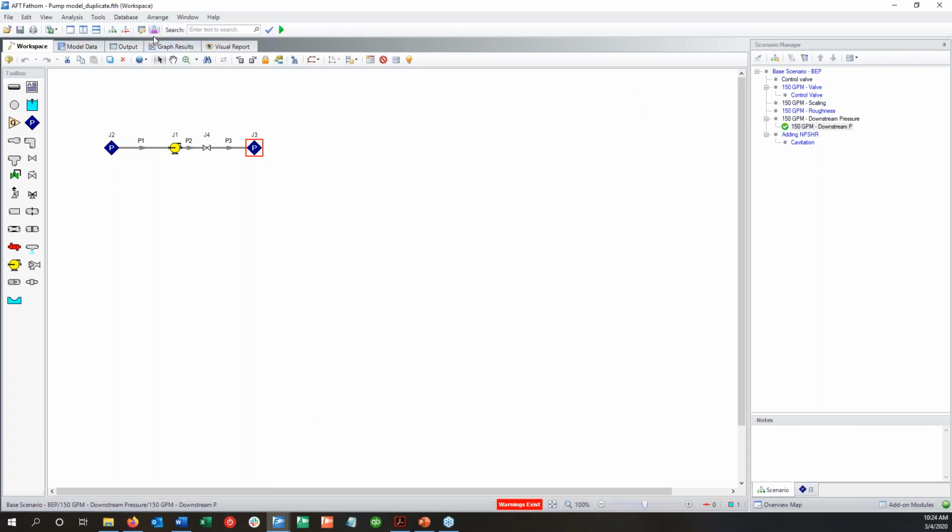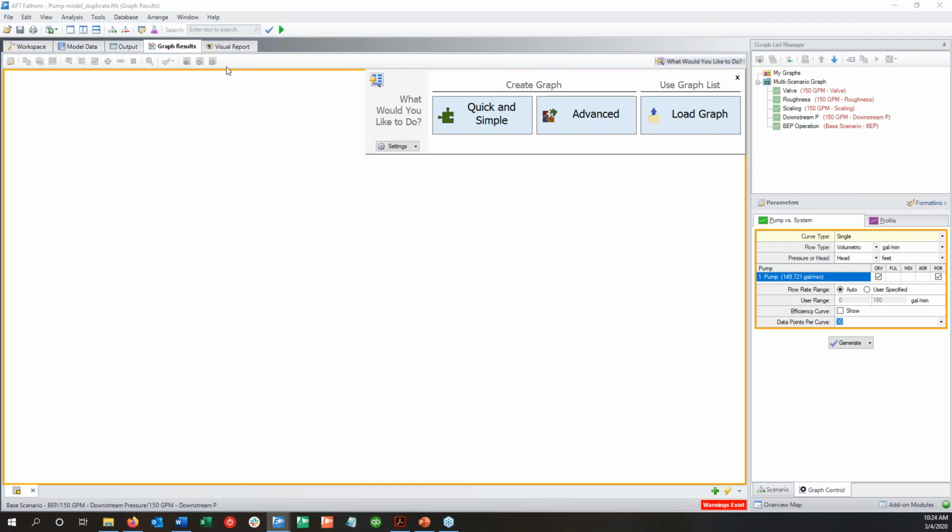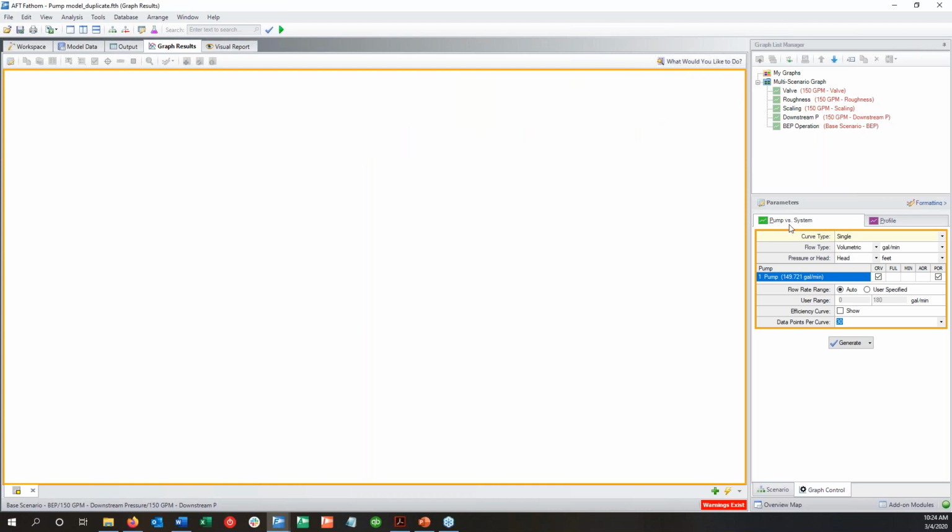So the nice thing about Fathom is talking about system curves, we can also generate these system curves. We can do it pretty easily. So we run our model, we can go to the Graph Results tab. Here we can select our pump versus system. We can show our pump curve, and we can also show our preferred operating region. I like to specify my own flow rate just so I can get a wider expanse. We can generate.